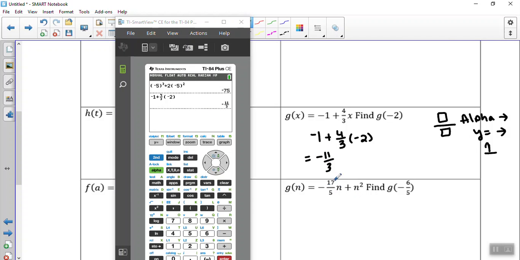I'm just going to do one more example, this example right here. So I have g of n equals -17 over 5 n plus n squared, and we're asked to find g of negative 6 over 5. Okay, so let me just set up my problem. So negative 17 over 5 parentheses, and my n is negative 6 over 5, plus parentheses, n is again negative 6 over 5 squared. Okay, now I'm going to plug this in my calculator.